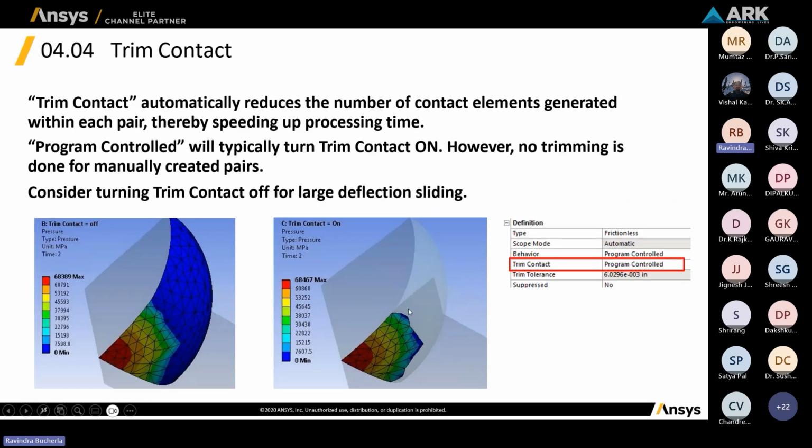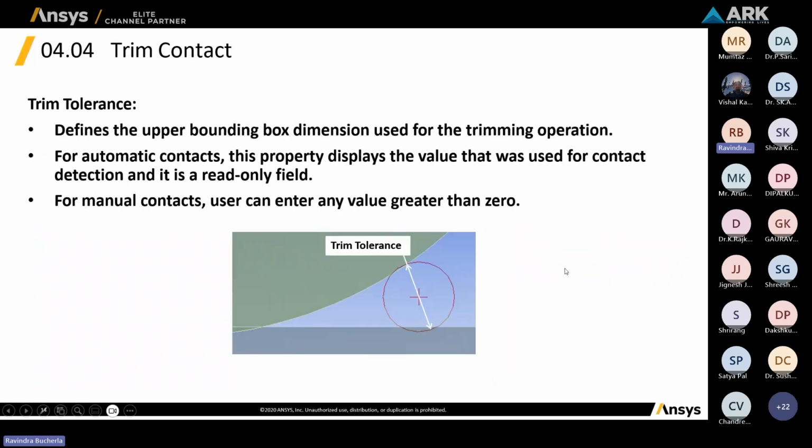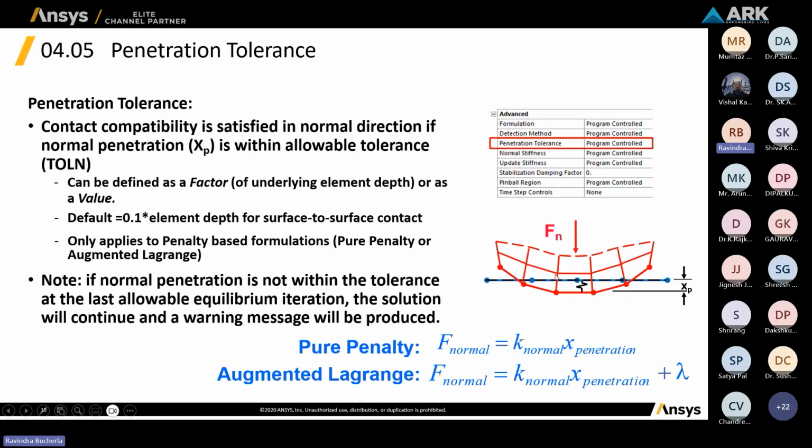In the left image, all the elements are selected. In the right image, only the elements which are in contact will be selected, and the remaining are neglected. So that is the trim contact. It will help you to reduce the simulation time. This is pure penalty and Lagrangian formulation, and this is augmented.